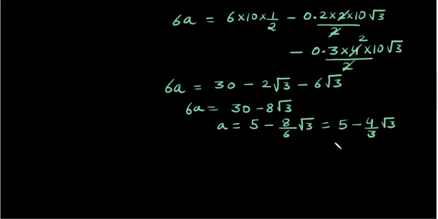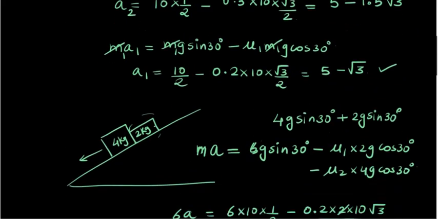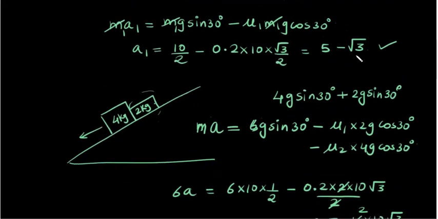So let's calculate this number. This comes out to be approx 2.7 meter per second square. So the acceleration of the 2 kg block is 2.7 meter per second square. Both the blocks will move together.